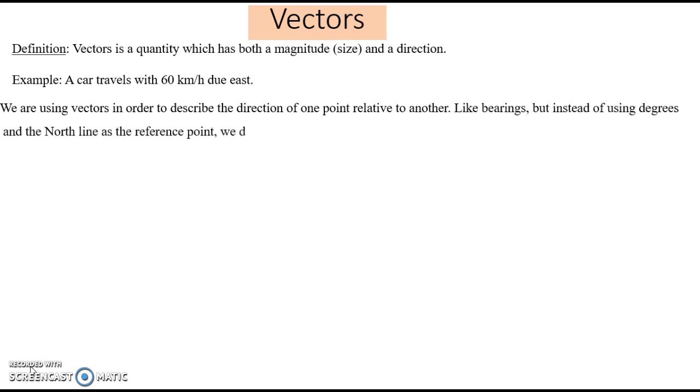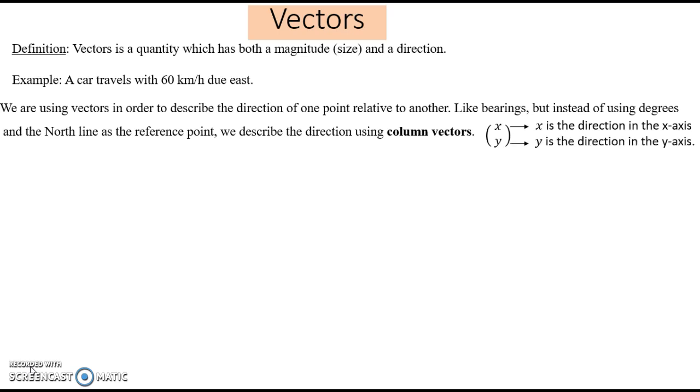We are using vectors in order to describe the direction of one point relative to another. A similar idea was with bearings, but bearings can only be used in 2 dimensions, where we were using degrees and the north line as the reference point. On the other hand, we can use vectors to describe the direction of one point relative to another in more dimensions, in 3 or even more than 3 dimensions. And we are using the column vectors (x, y), where x represents the direction in the x-axis and y represents the direction in the y-axis.